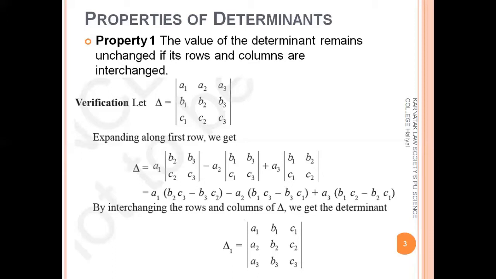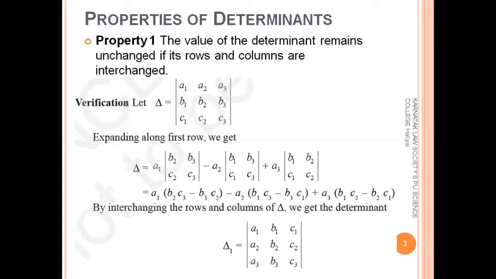What they have said is, if you interchange the rows and columns, the value will not change. So we just need to interchange the rows and columns in the given determinant. We denote it as delta 1, and here we interchange the first row into the first column, that is A1, A2 and A3, the second row into the second column and the third row into the third column.